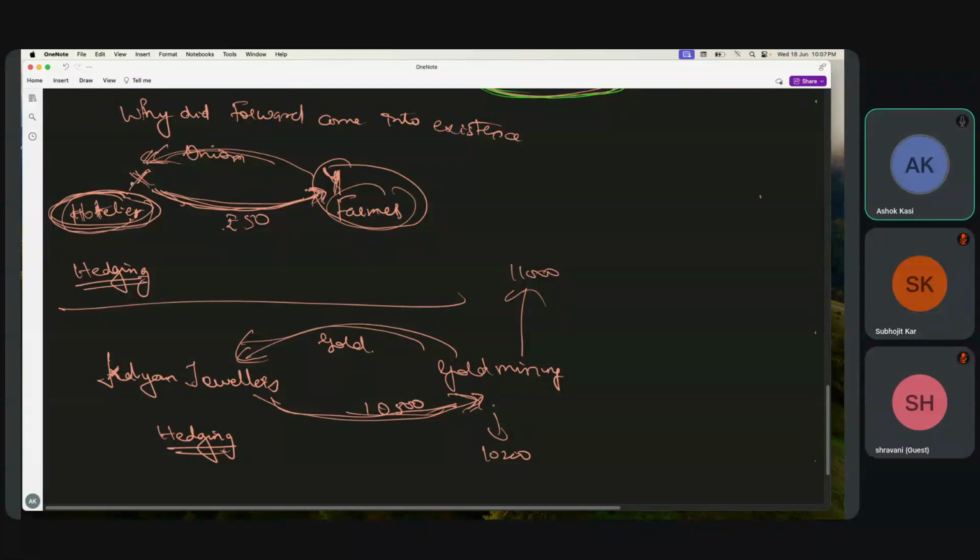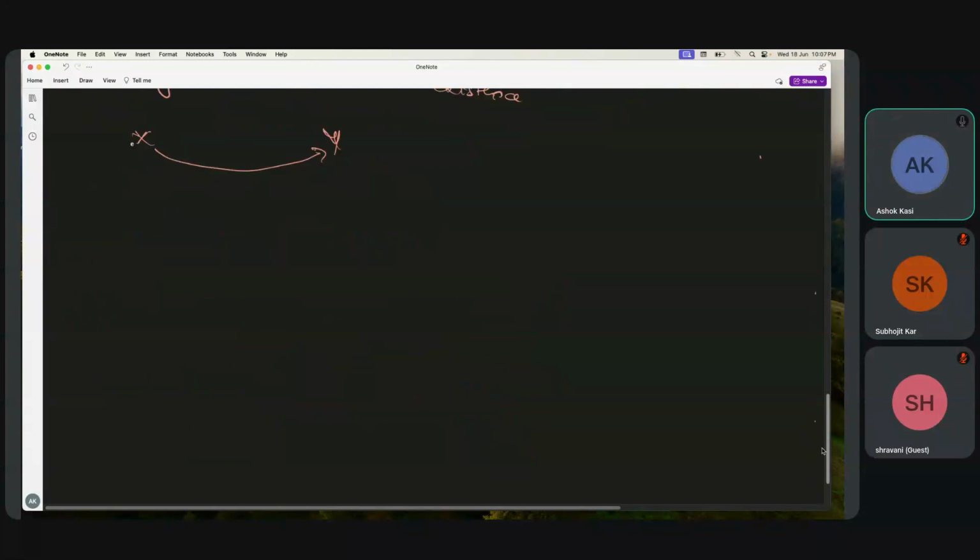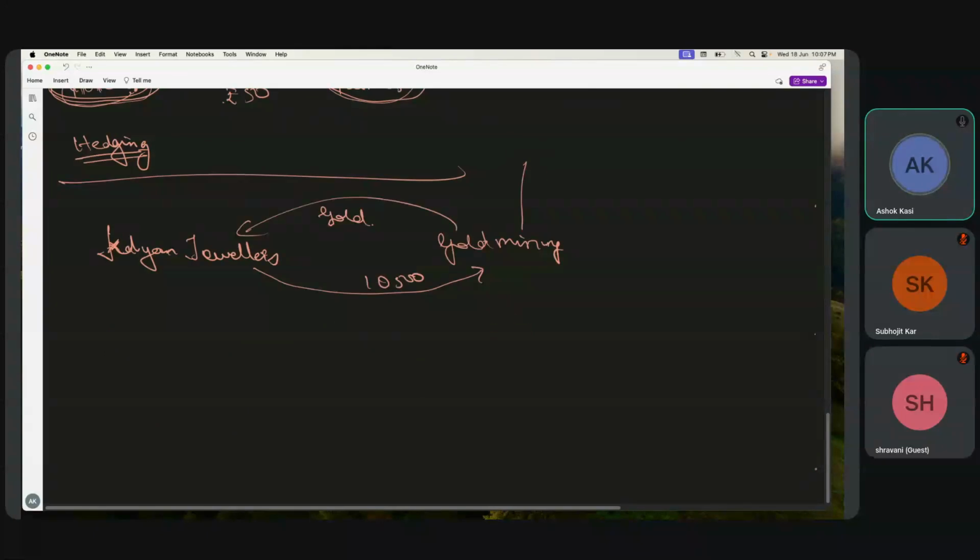Yes, why forward came into existence. Okay. So that's how forward came into existence, for hedging purpose.